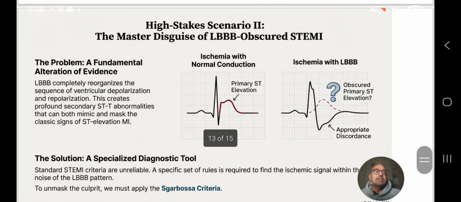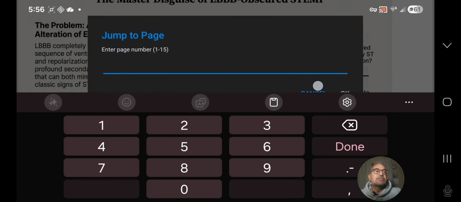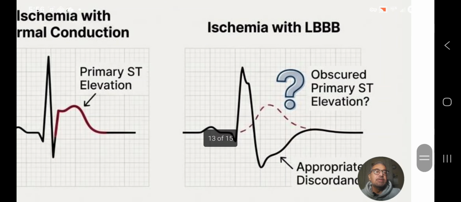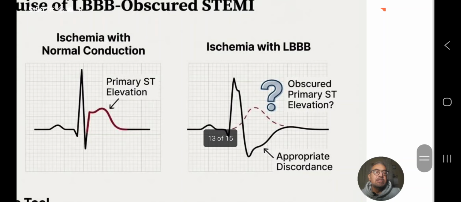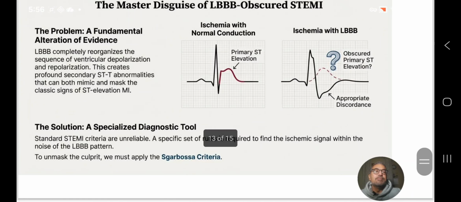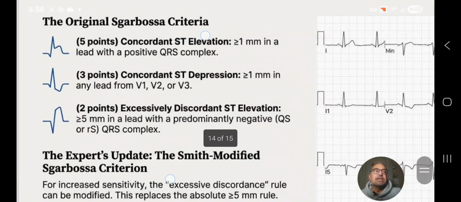Now, in the case of left bundle branch block, LBBB may obscure a STEMI. For example, you would expect a STEMI to cause ST elevations. However, LBBB may obscure that because of discordant ST changes like we discussed before. So, a specialized diagnostic tool is proposed, and the criteria are called the Sgarbossa criteria.